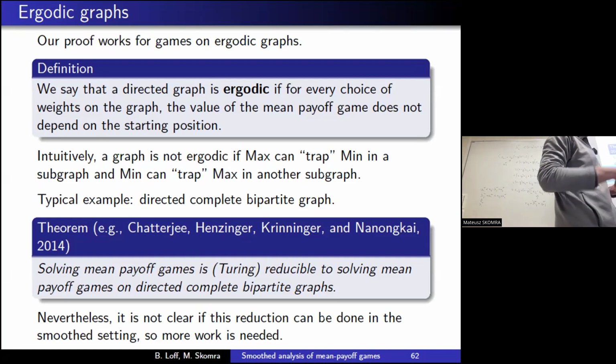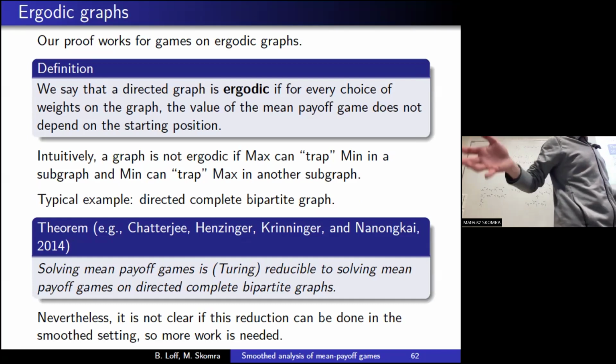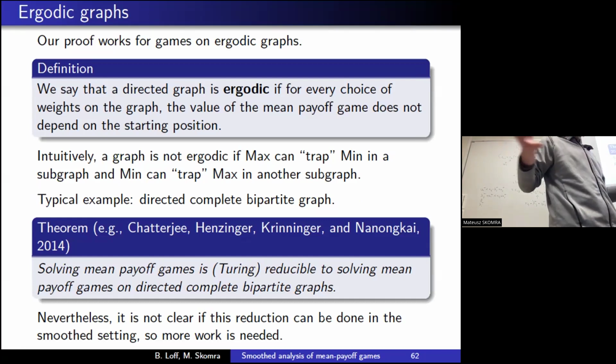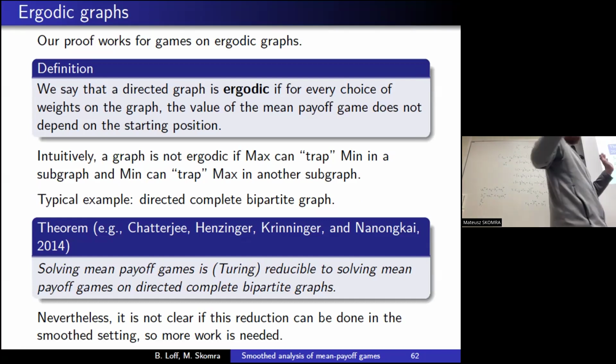Yes, only in the mean payoff setting. But we will prove that the discounted setting on these graphs also works. This notion is defined for the mean payoff setting. But the complete bipartite directed graph is, I would say, probably the most reasonable model. I would argue that's the first model you should look at if you want random games. Also, these graphs are representative of the difficulty of the problem, because solving mean payoff games on this complete bipartite graph is as hard as solving all mean payoff games.